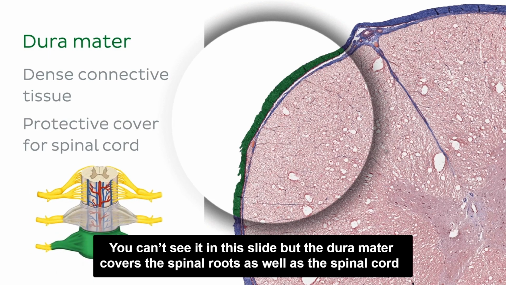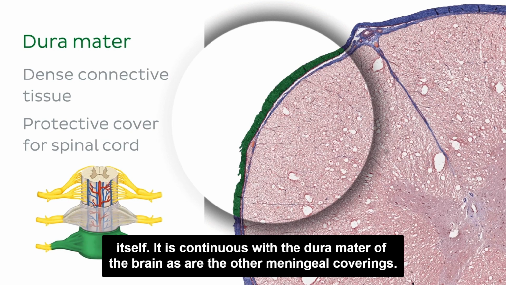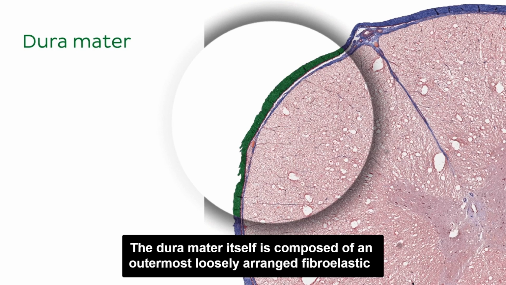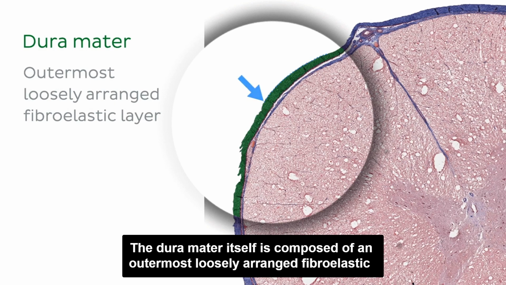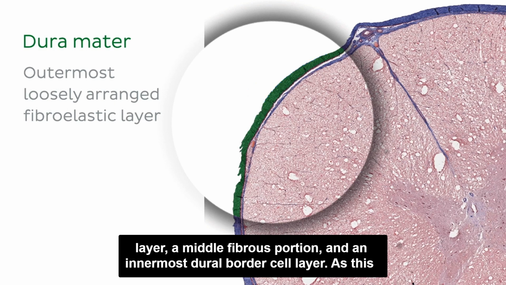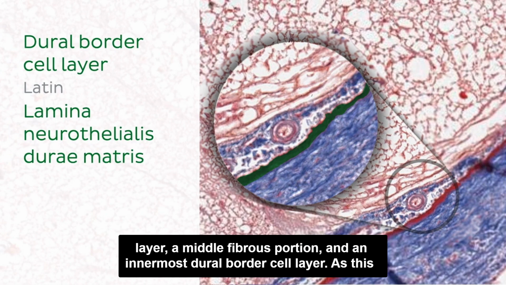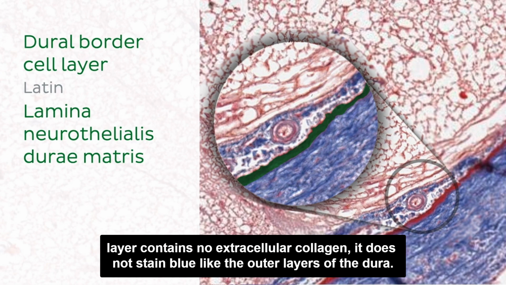You can see it in this slide, but the dura mater covers the spinal roots as well as the spinal cord itself. It is continuous with the dura mater of the brain, as are the other meningeal coverings. The dura mater itself is composed of an outermost loosely arranged fibroelastic layer, a middle fibrous portion, and an innermost dural border cell layer. As this layer contains no extracellular collagen, it does not stain blue like the outer layers of the dura.